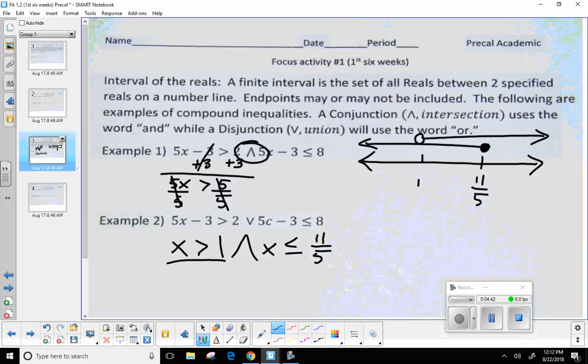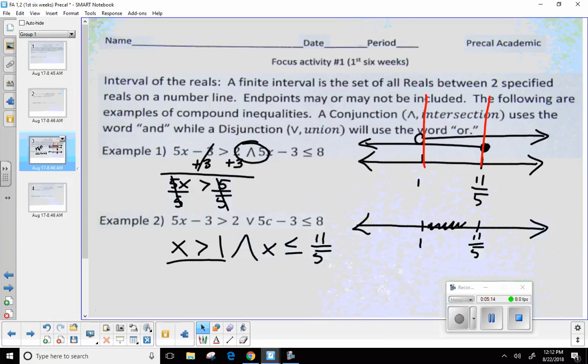Now, I want to use this to help me write my answer in different ways. Okay, so I'm going to go ahead and draw the actual line graph answer now. So I'm going to put 1. I'm going to put 11/5. What is the intersection looking for? Was it the combination, or was it everything they shared? Everything they shared. And that's why I like to do it this way, because if you go ahead and graph it, where they overlap, that's what they share. So I can tell that I should only be shading between 1 and 11/5.